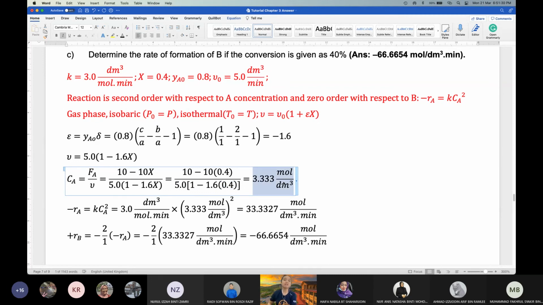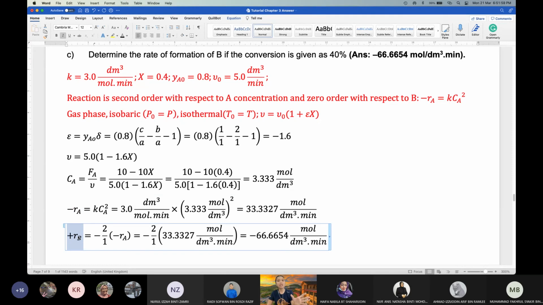So sebenarnya soalan ni dia hampir sama macam tadi. The only difference is nak express concentration tu you have to be careful, sebab nak express concentration tu dah berlainan. It's completely different from the other question. It's because now dia adalah gas phase flow reactor. So that you got your CA, you get your k, you can calculate your minus RA. From your minus RA, you should be able to calculate your positive RB. Don't forget, dia nak positive RB.